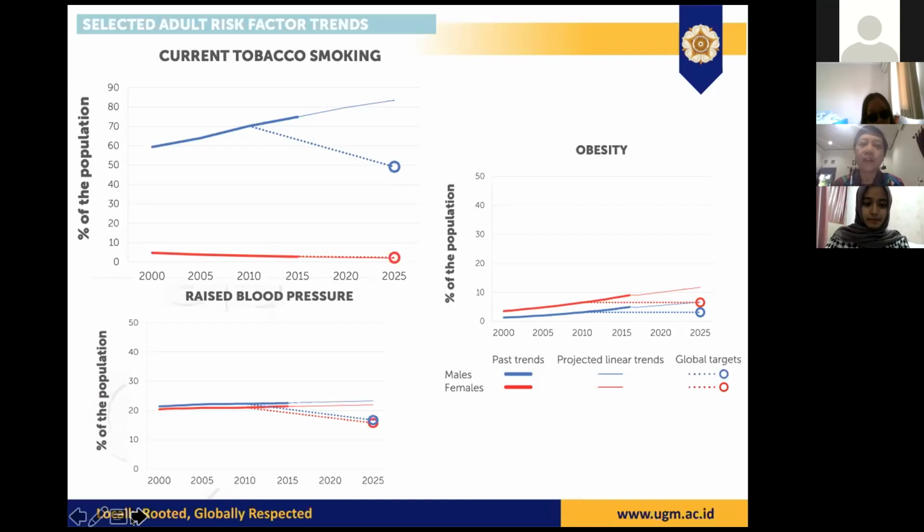This is current tobacco smoking. Today is World No Tobacco Day, 31 May. So we hope that we can control tobacco use in Indonesia, but it is still very slow, because I have been active in this activity since 2000. The movement is slow, and in Riskesdas the number of smokers in Indonesia is steady. It has never dropped below 60% for males. So males are always above 60% of the male population.